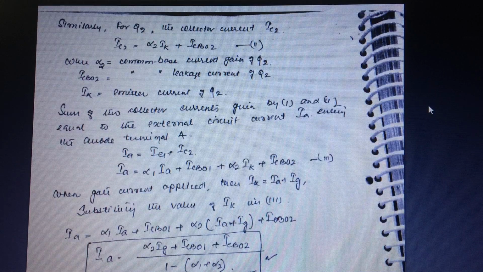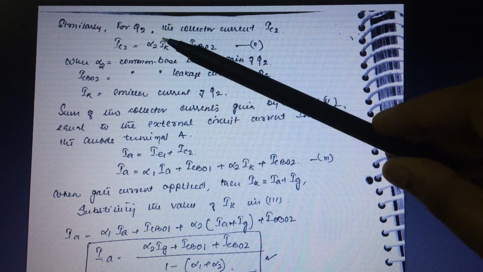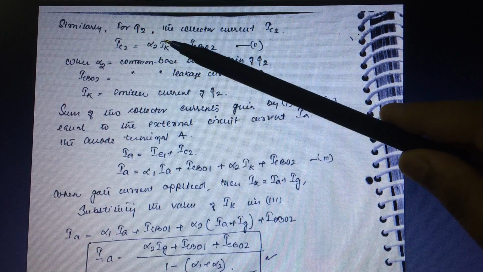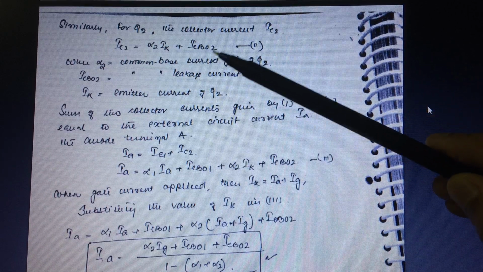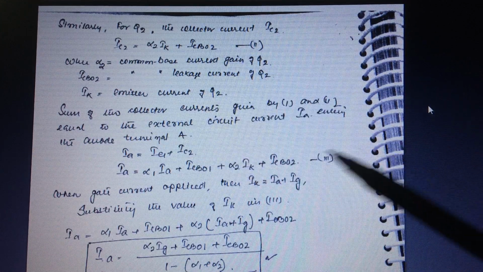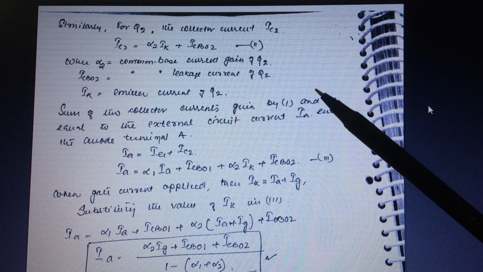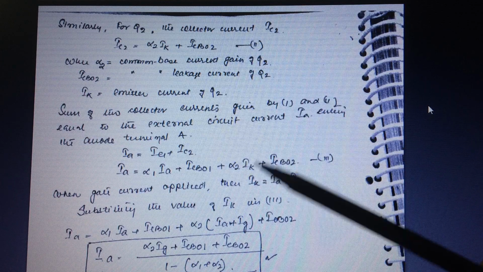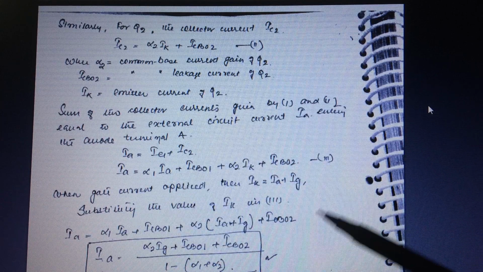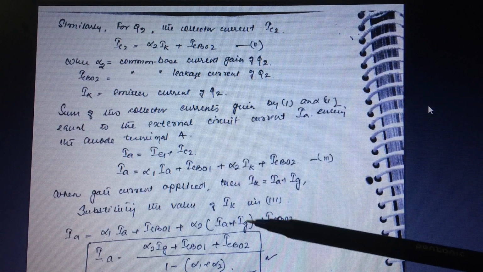Now for Q2, the collector current IC2 equals alpha 2 IK plus ICBO2, where alpha 2 is the gain of the Q2 transistor, and the emitter current is replaced by the cathode current IK. This is equation number 2. The notations are written clearly here. Now the sum of the two collector currents, the collector current of the Q1 transistor and that of the Q2 transistor, gives the anode current IA. So we put equations 1 and 2 into this equation, and we get equation 3.